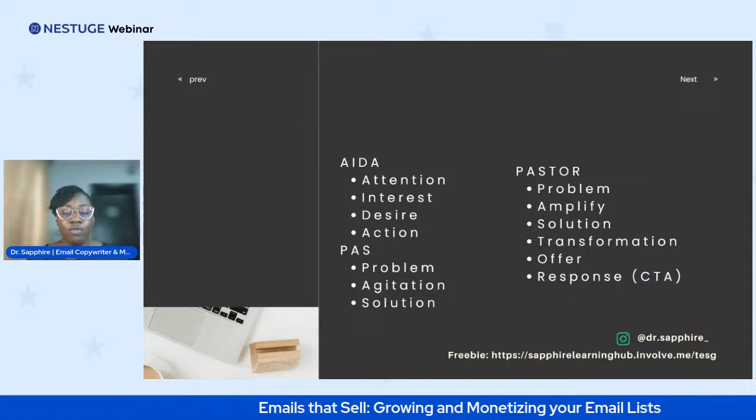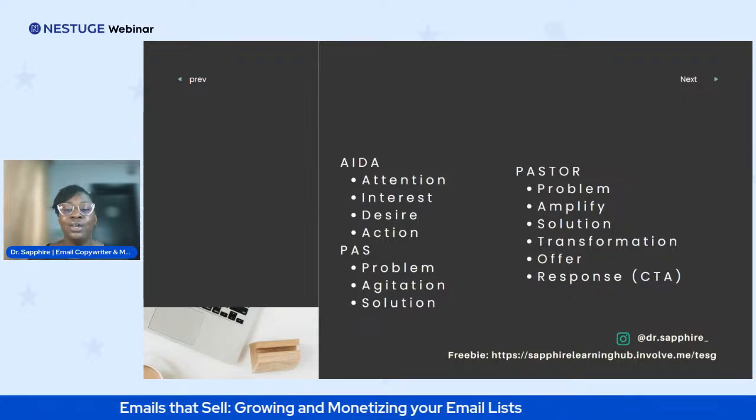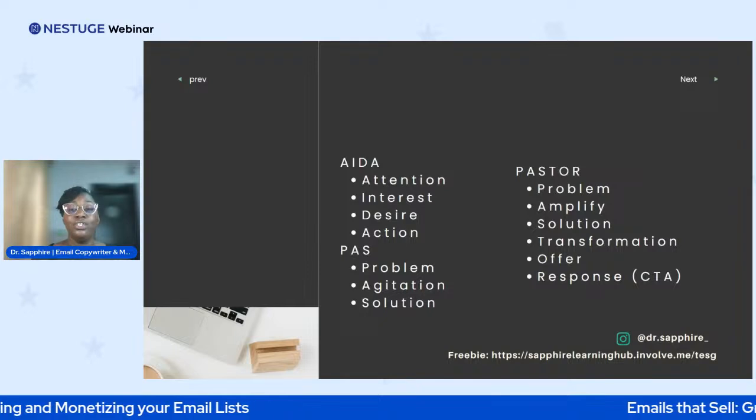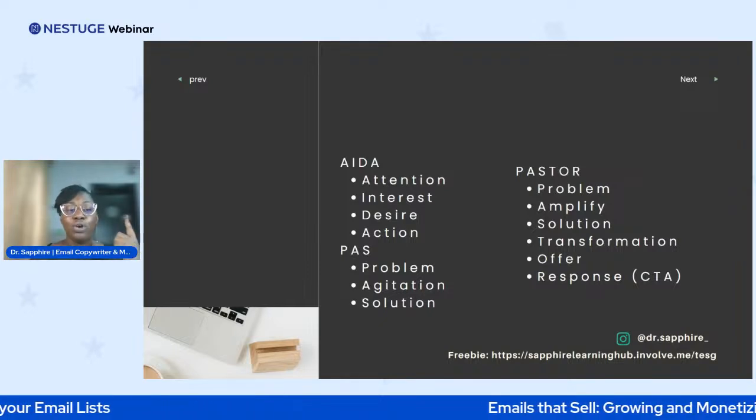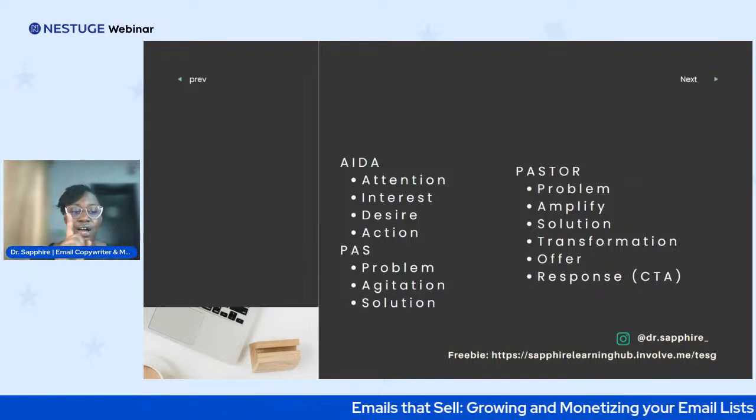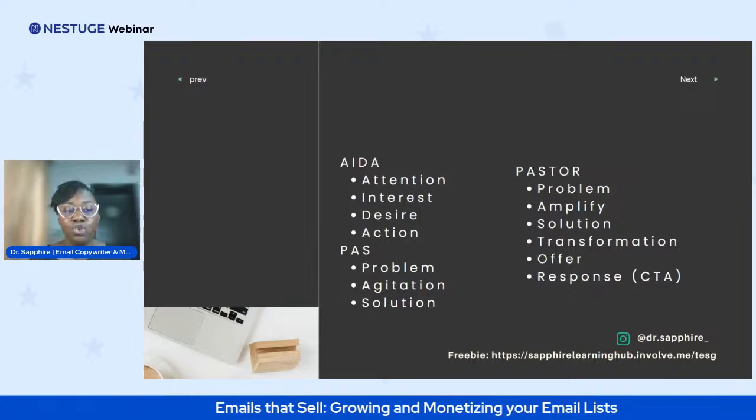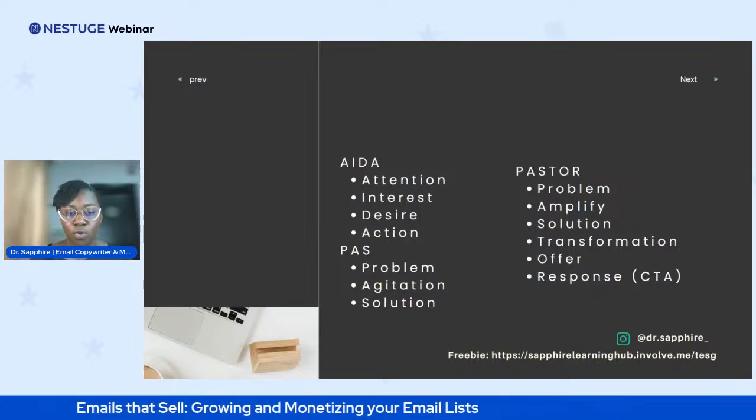Because if you have done your research, you already have a list of problems. All you need to do is pick one problem and say that that one problem is a problem that you want to solve. That one problem is the problem that you want to use and focus on in your email.